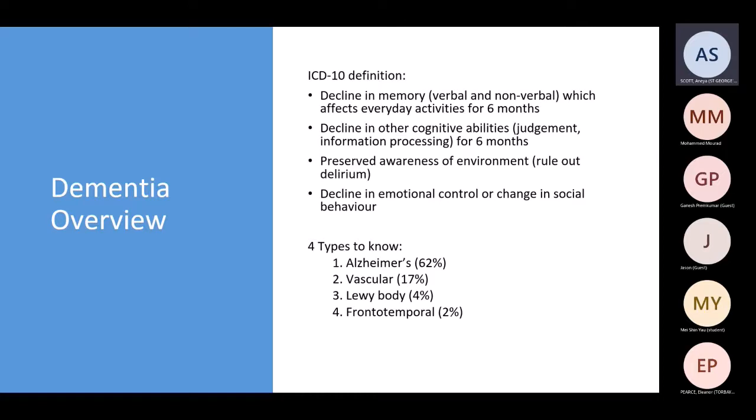And there are 4 main types that you need to be aware of. So the most common is Alzheimer's. That's 62% of people with dementia have Alzheimer's. Then vascular is the second most common. Lewy body is the third, and then frontotemporal is the least common.